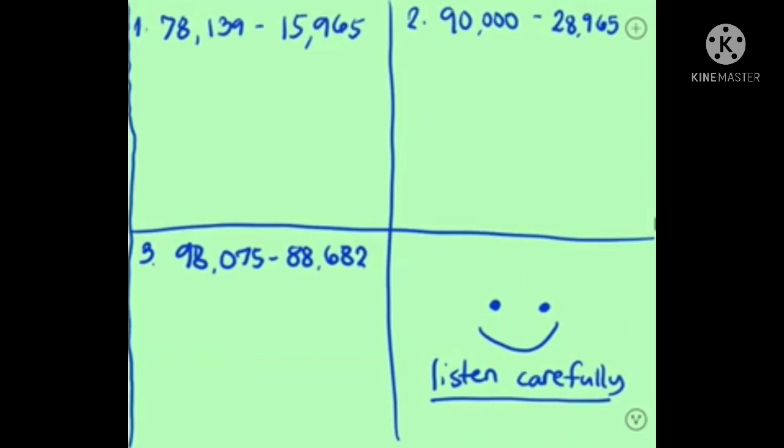Alright? Okay, so these are the other examples. So we have 1, 2, and 3 only. Okay? So let's answer number 1 first. We have here 78,139 minus 15,965. Of course, first step is we need to line up those two numbers. We have here 78,139. Of course, you have the minus symbol or the subtraction symbol. And then our subtrahend, which is 15,965, and the equals symbol.